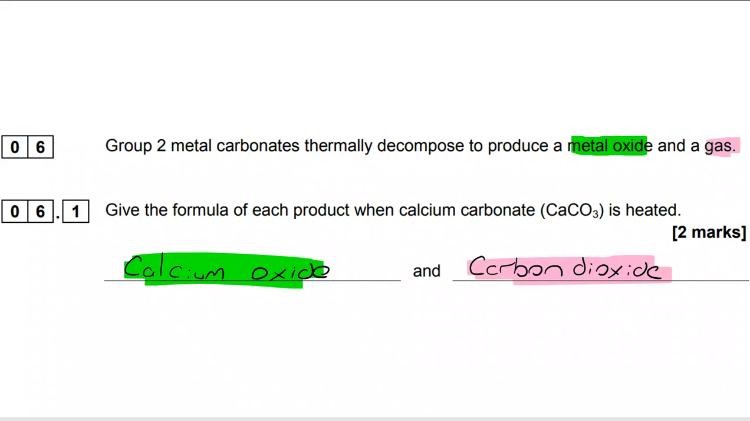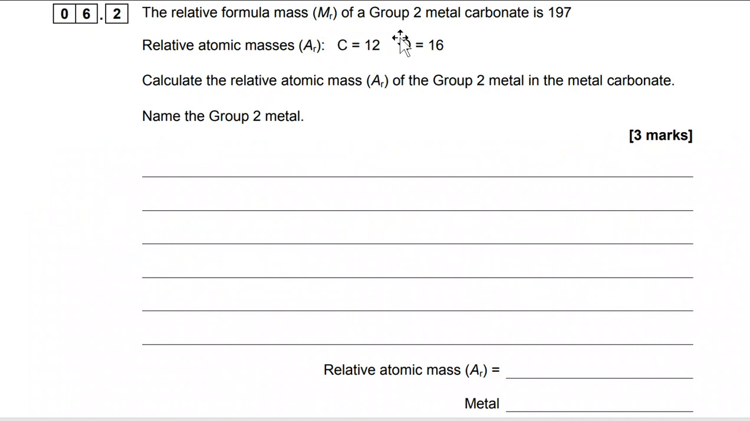dioxide. On to 6.2, the relative formula mass of a group 2 metal carbonate is 197. Relative atomic masses provided for carbon and oxygen. Calculate the relative atomic mass of the group 2 metal in the metal carbonate and name the group 2 metal. Now, to begin with, you've got to remember a key fact, and that is that carbonate ions have a charge of -2. And that means that in a group 2 metal carbonate, there will be one of the metal with one carbonate ion. So the formula is XCO3.